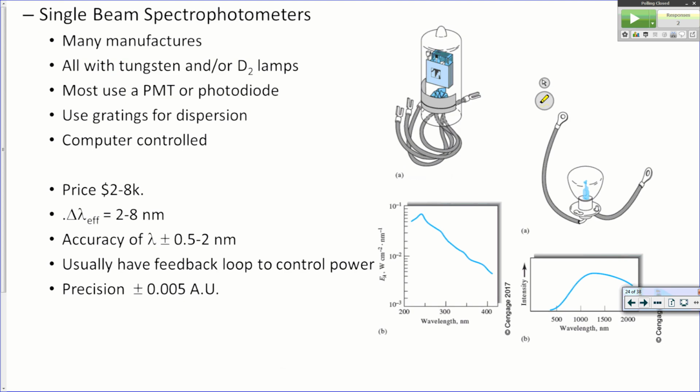So, let's see if I've got one back here. Here's an example of a handheld.